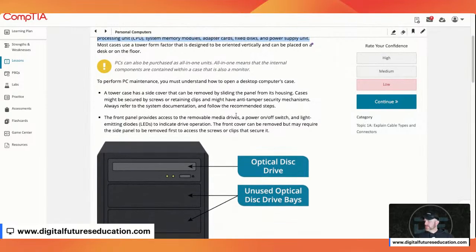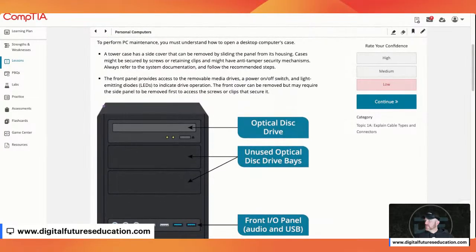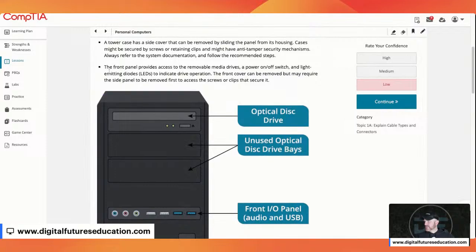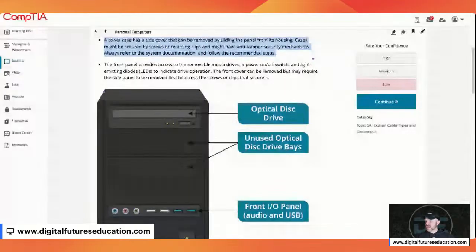And we're introduced to the PC case in order to perform maintenance. They have the overview of a tower case and how the front panel provides access to removable drives, and that the tower case has a side cover that can be removed by sliding the panel from its housing. Interestingly enough, that is one of the lesson questions for this chapter: how to access the side case. You can see the front panel provides access to the removable drives, a power on-off switch, and light-emitting diodes to indicate drive operation.